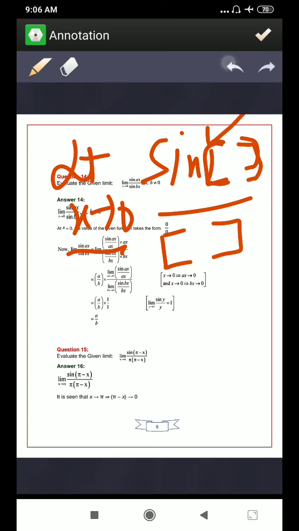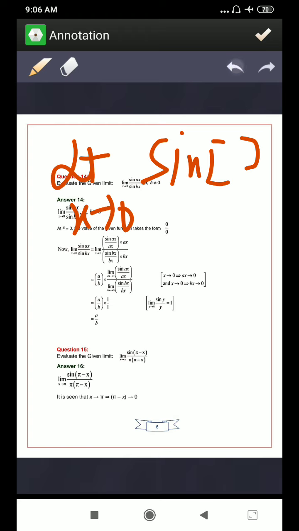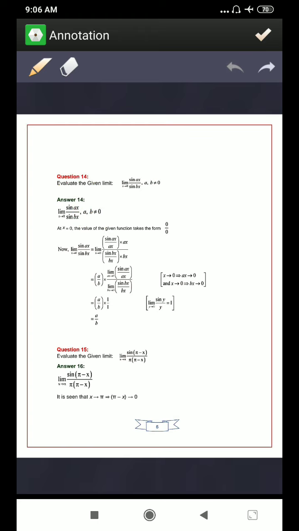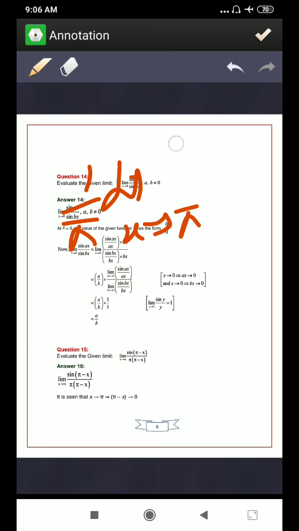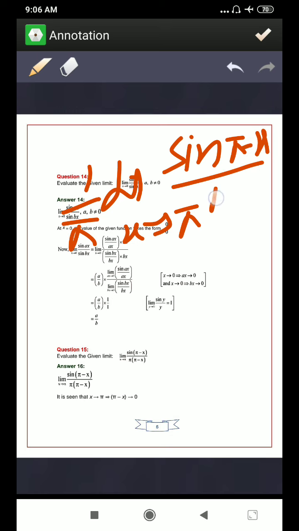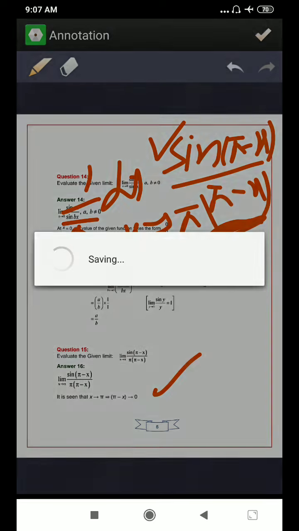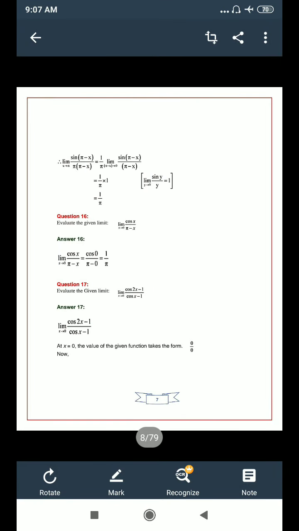So it is given sin of pi minus x upon pi into pi minus x, with limit x tends to pi. This is 0 by 0 form. So in this question I will take this pi outside. Now it is limit x tends to pi, sin of pi minus x upon pi minus x. You see, as x tends to pi, pi minus x tends to 0, that I have mentioned over here. So as per this property, this will become 1, and the same thing is there in the denominator also. So this is equal to 1 only. So 1 by pi will be the answer.